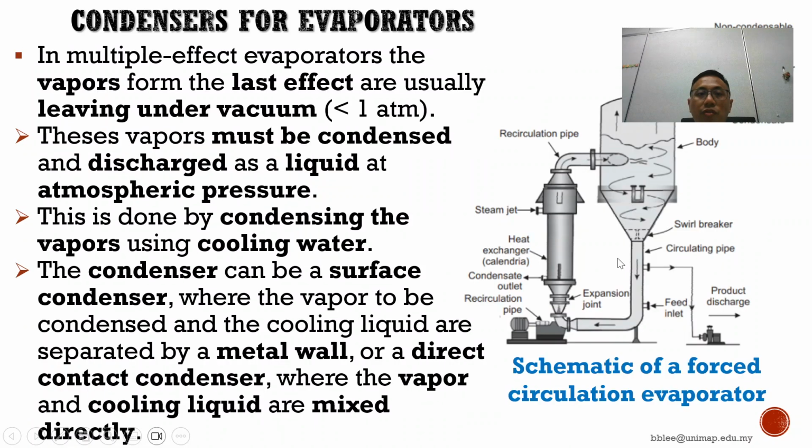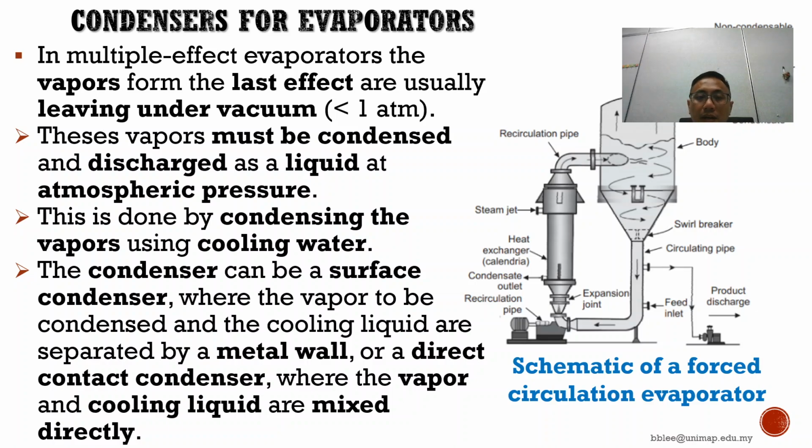All right, so next we go to the last section, which is the condensers for evaporators. In multiple effect evaporators, the vapors from the last effect are usually leaving under vacuum, which is less than 1 atm, because the pressure drops from the first effect to the second effect, and by the third effect the pressure is much lower than the first. So these vapors must be condensed and discarded as a liquid at atmospheric pressure. This is done by condensing the vapor using cooling water.